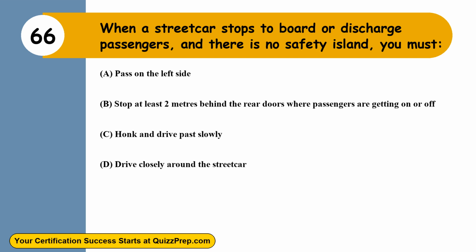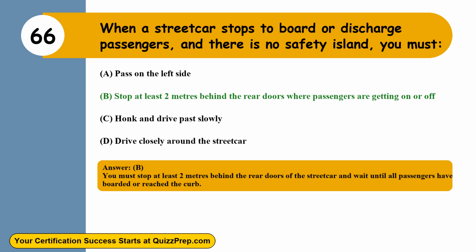Question 66. When a streetcar stops to board or discharge passengers, and there is no safety island, you must: Option A, pass on the left side. Option B, stop at least 2 meters behind the rear doors where passengers are getting on or off. Option C, honk and drive past slowly. Option D, drive closely around the streetcar. The correct answer is option B. Stop at least 2 meters behind the rear doors where passengers are getting on or off. You must stop at least 2 meters behind the rear doors of the streetcar and wait until all passengers have boarded or reached the curb.